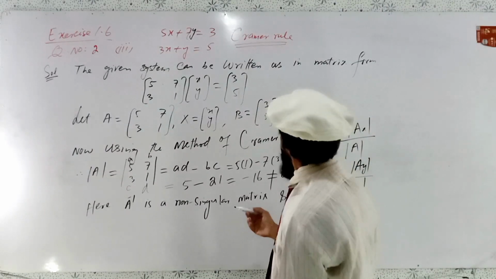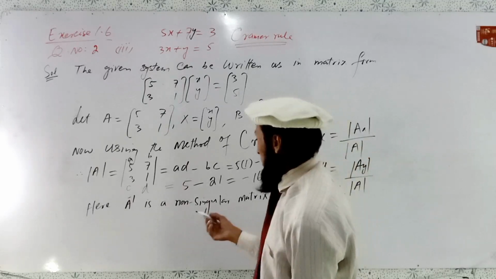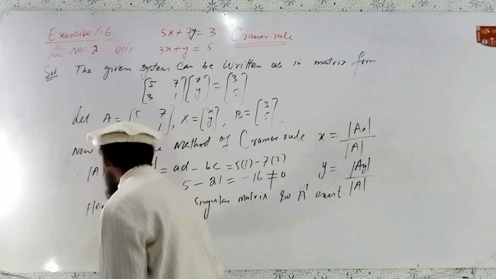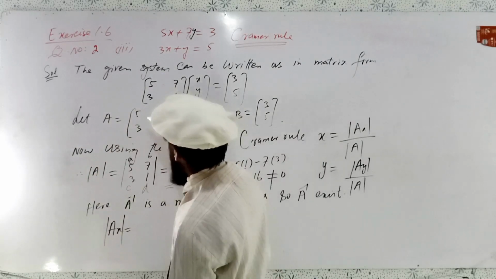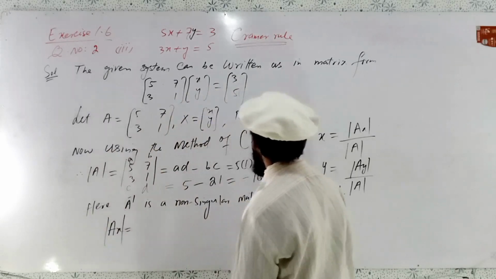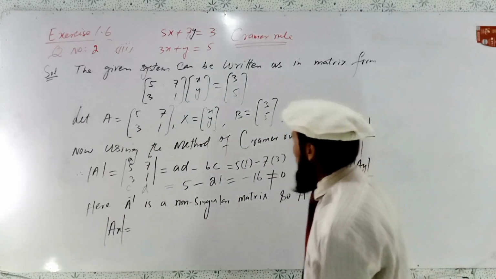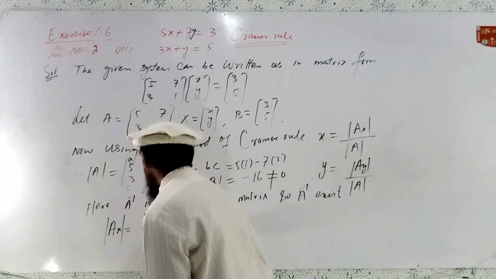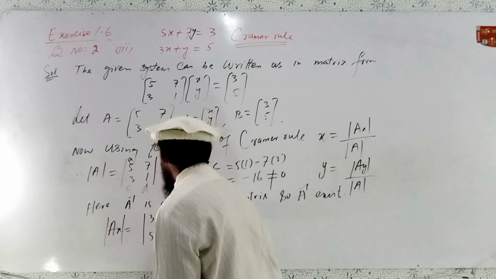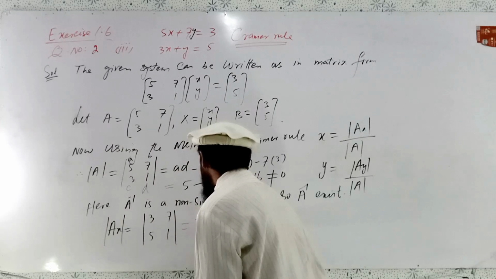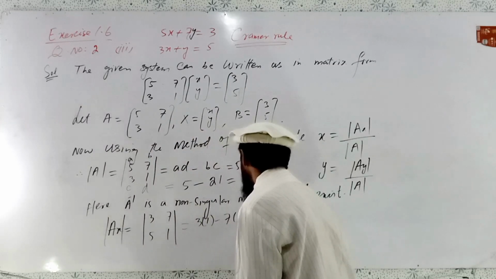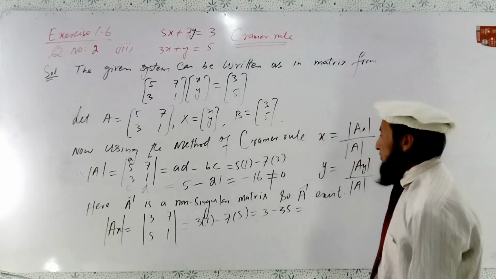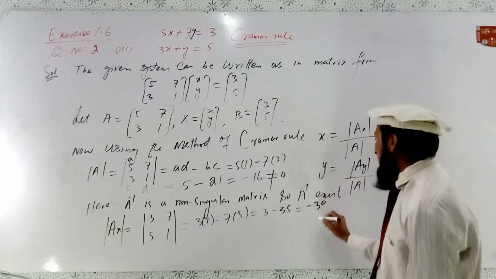Now we require the determinant of Ax. Now what is Ax? Ax means we change the first column, the x values, by replacing it with the B values. It means that here we change 7, 1 into 3, 5. Now 3 into 1, 7 multiplied by 5, so we get 3 minus 35, and we get here minus 32.